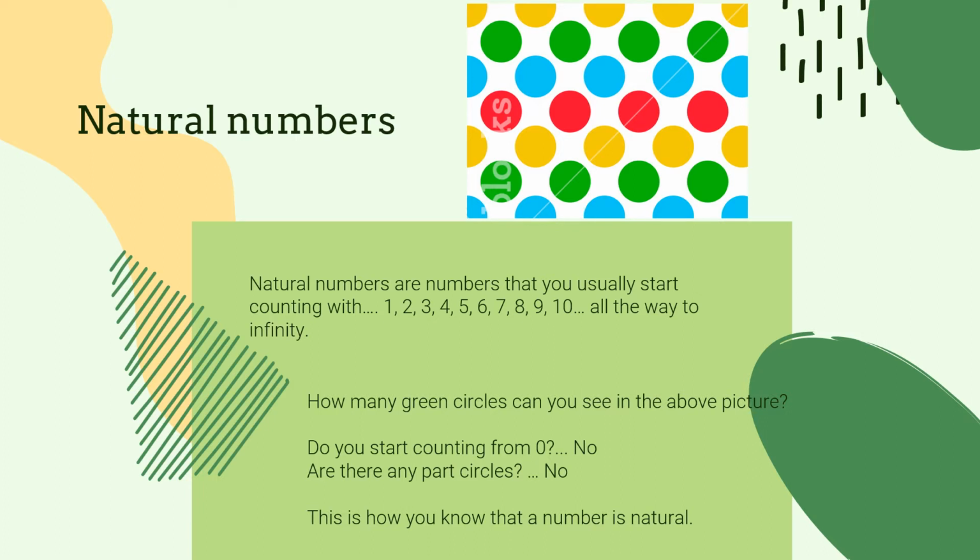How many green circles can you see in the picture above? You should have started counting from 1, not 0, and I saw 8 circles. So did you start counting from 0? No. Are there any part green circles? No. So this is how you know that the number is natural.